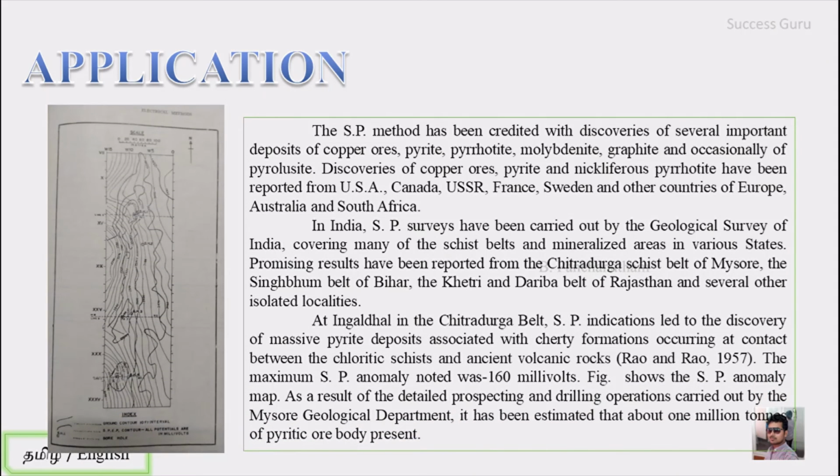At Inglabad in the Chitradurga belt, SP indications led to a discovery of a massive pyrite deposit that is associated with a cherty formation occurring at the contact between the chlorite schist and the ancient volcanic rock, by Rao and Rao in 1957. The maximum SP anomaly noted was 160 millivolts, and the figure on the left side shows the SP anomaly map. As a result of detailed prospecting and drilling operations carried out by the Mysore Geological Department, it has been estimated that about 1 million tons of pyrite ore body is present in that area.